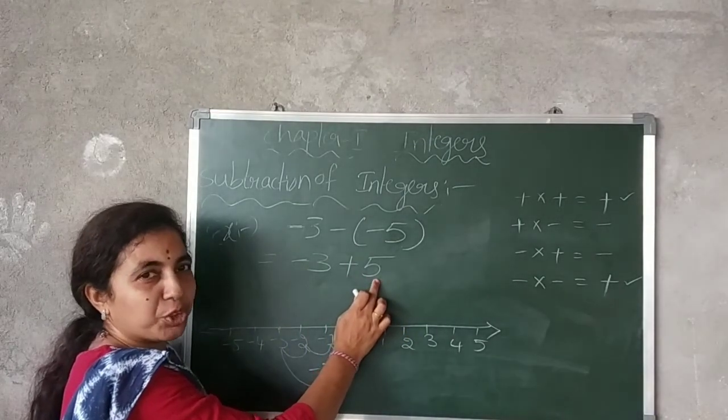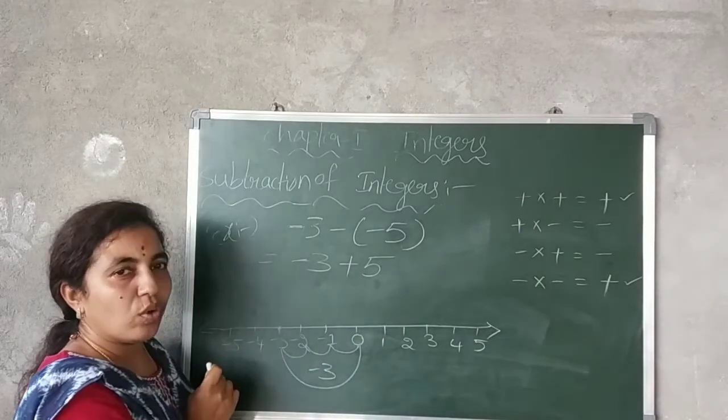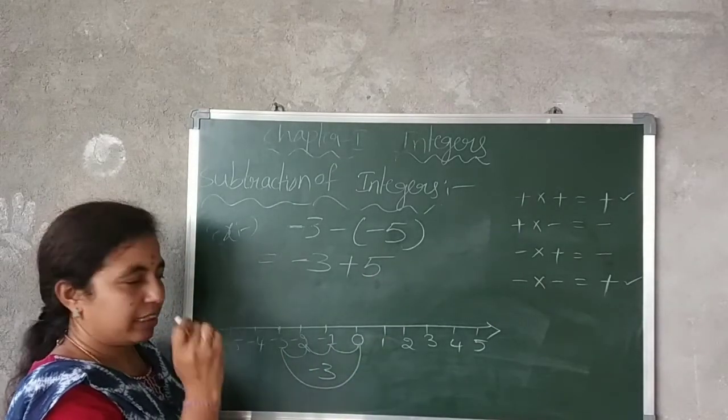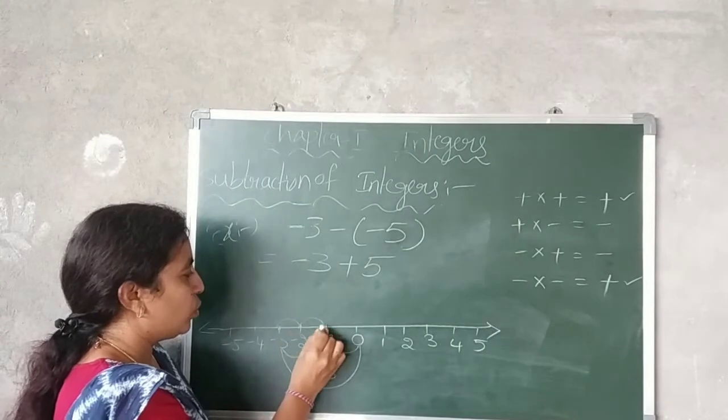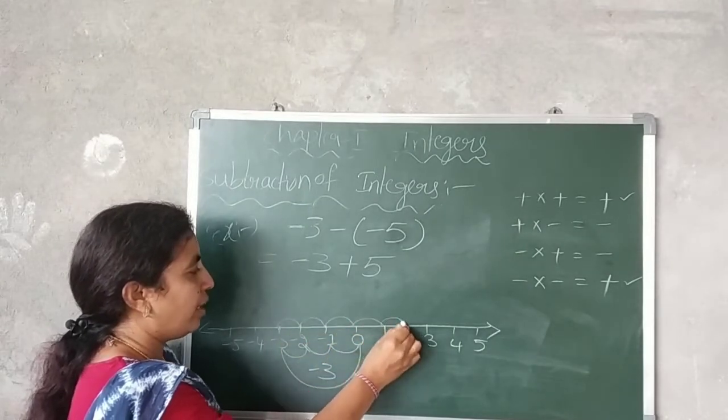How many steps should you move? 5. So go 5 steps to the right side of minus 3. Okay. 1, 2, 3, 4 and 5.